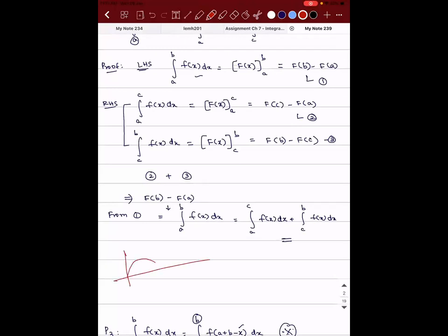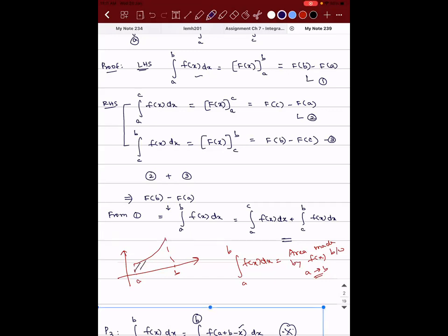If I take a graph like this, for that matter, this is A, this is B. So integral of A to B f of x dx is going to give you what? It will give you the area under the curve from A to B, made by, yeah, between the points A to B. Correct? Yes, sir. This is going to be the shaded region.